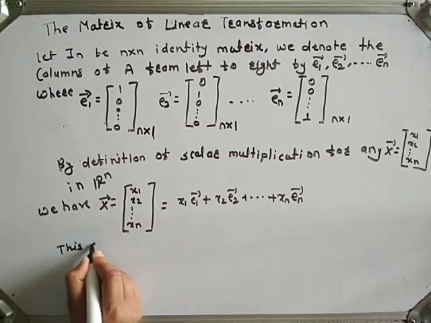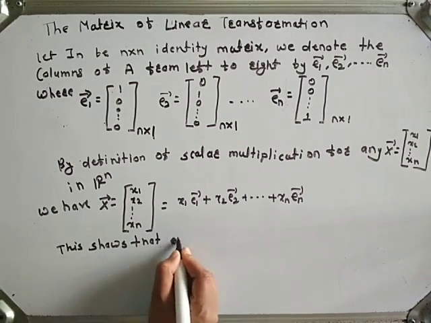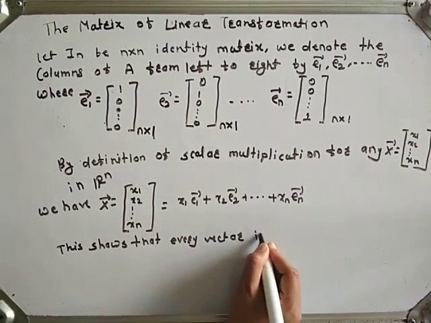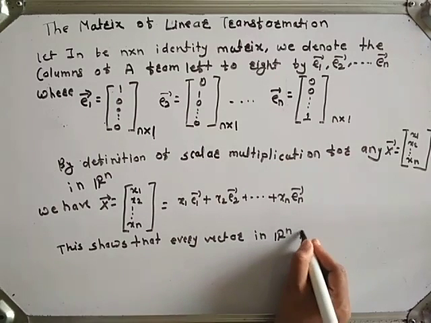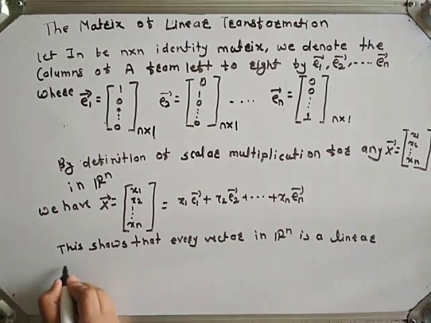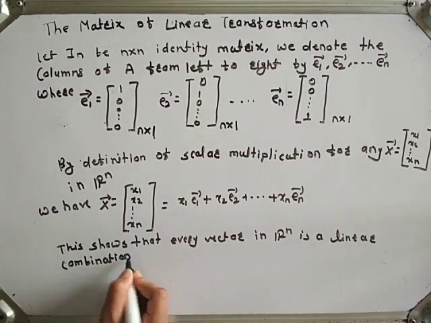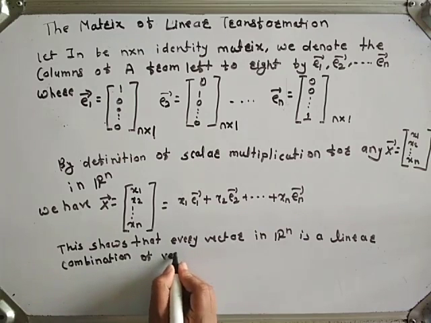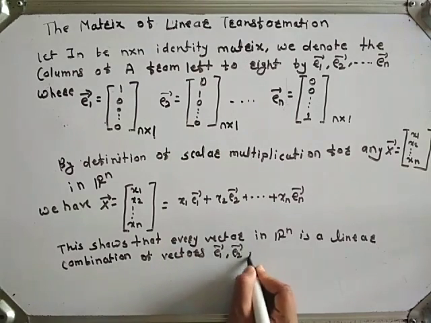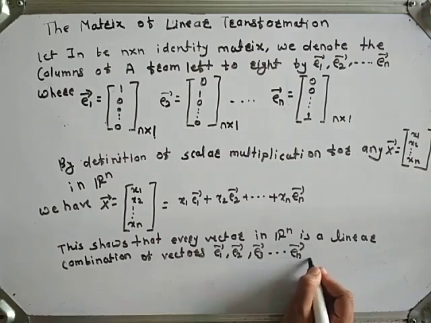This shows that every vector in Rn is a linear combination of vectors E1 bar, E2 bar, E3 bar and so on up to En bar.